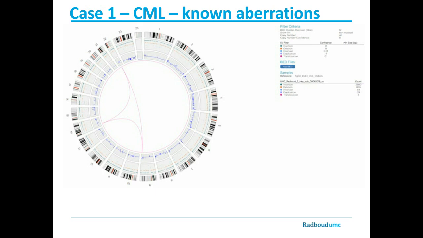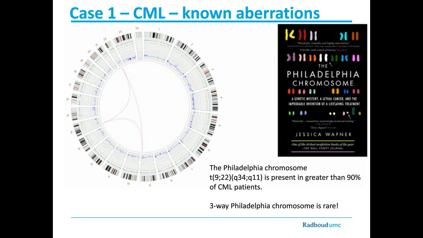And just by one simple click, everybody working on CML will recognize again the 9;22 translocation, which is the classical Philadelphia chromosome. However, in this case, it's a more complicated 3-way translocation, but still affecting chromosomes 9 and 22 as the most likely driver. But with one simple click on the translocation line here, we can directly see what this event is.